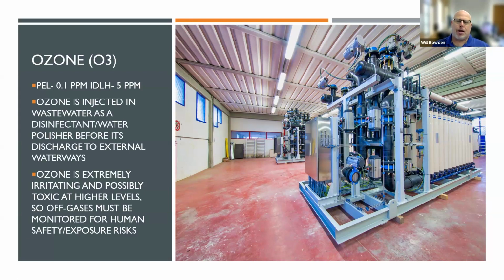And so it can be produced by off gas. So the off gases must be monitored for human safety and exposure risk. Again, typical application could be within the ozone storage tank area and also any enclosed process areas such as the one we have here, where we have systems in place inside of an enclosed building with little to no ventilation.